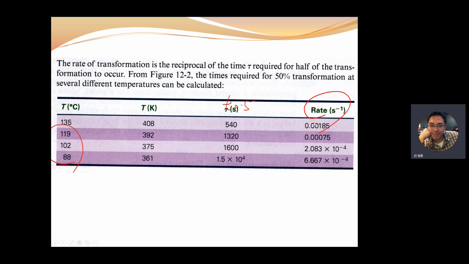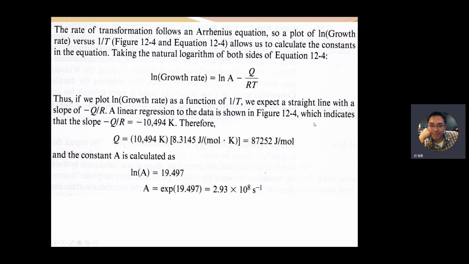And then we can plug this table into a figure. We already know the rate transformation follows the Arrhenius equation. So a plot of the natural log of growth rate versus the inverse of temperature allows us to calculate the constants in the equation. We can take the natural log of both sides of the equation, and we can convert the exponential function into a linear function.